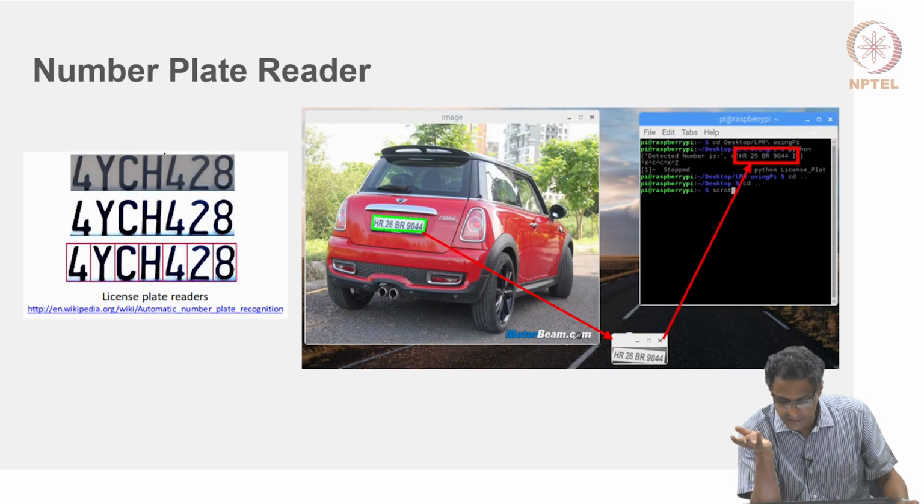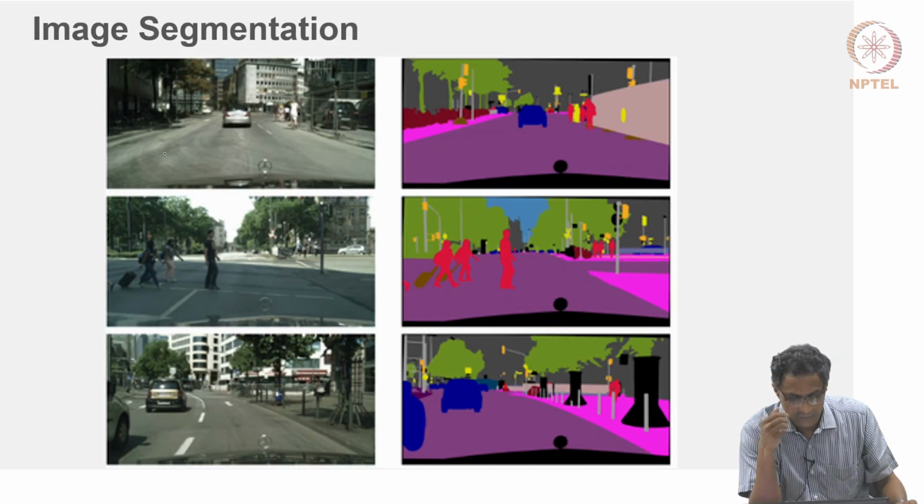Then number plate reader. This again is another application where you have semantic information. We want to know what is that car and so on. Then segmentation is another very important task. If you see a difference between image recognition or classification and segmentation?